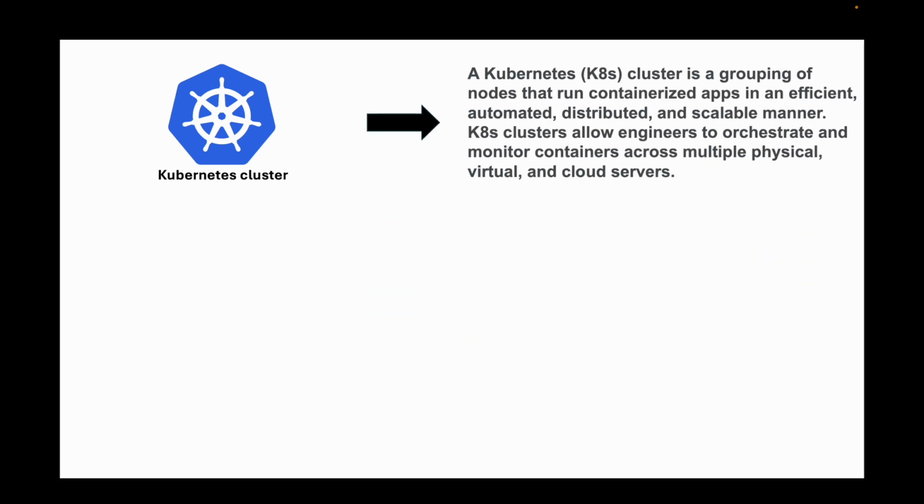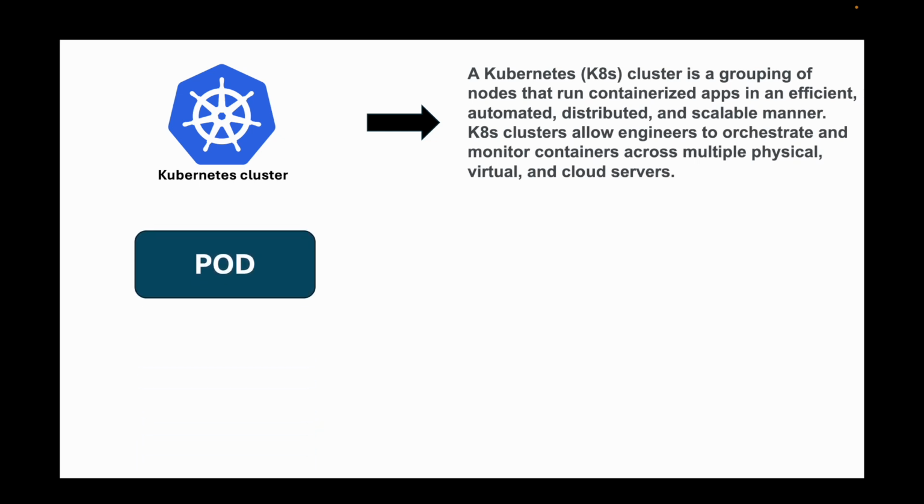Then we have your cluster. So using the Kops tool, you'll be creating your cluster. This cluster is simply a grouping of machines, the node machines, which can be used to containerize your applications. And we can containerize them in an efficient, automated, distributed, and also scalable manner. So this cluster allows us to orchestrate and monitor our containers across multiple physical machines, virtual machines, as well as cloud servers. And then we have your pod.